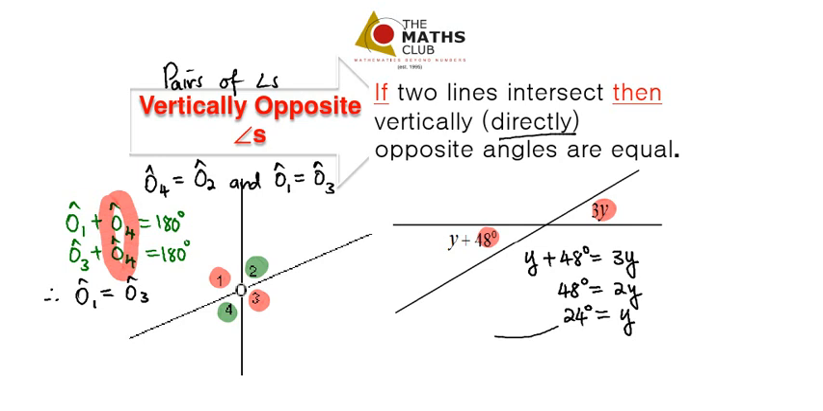And if you like, you could go and check. You could take this and put it here. You could take this and put it right there. If we put 24 degrees in the place of y, 24 plus 48 should be equal to 72. So this is going to be 72 degrees. And if we take 3 times 24 here, we're going to have 72 also. 20 times 3 is 60, 4 times 3 is 12, which add up to give you 72 degrees. So this is exactly equal to that.